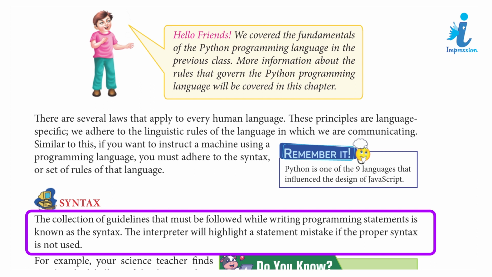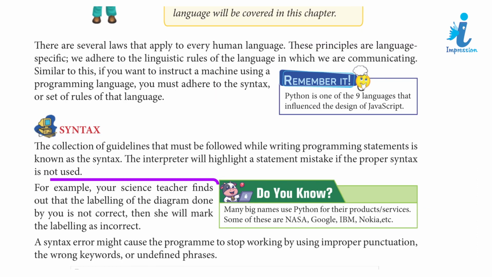The interpreter will highlight a statement mistake if the proper syntax is not used. For example, your science teacher finds out that the labeling of the diagram done by you is not correct. Then she will mark the labeling as incorrect.